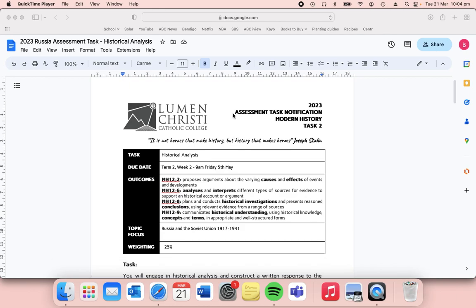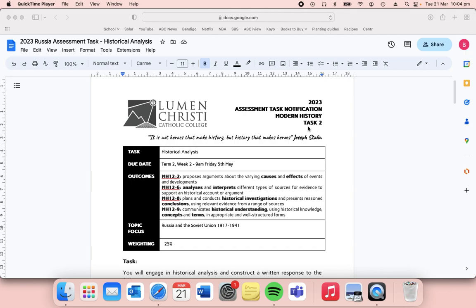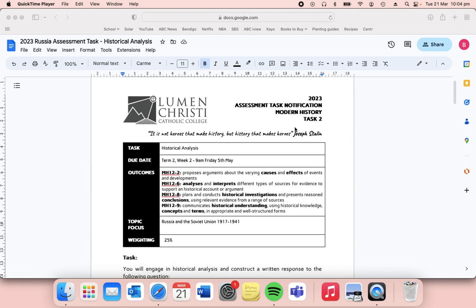Okay, we'll just really quickly zoom through it. Hopefully it all makes sense. I'll go through it like I normally would in class. This is number 2, task number 2. Obviously, we had our in-class source analysis from the first one. This one is on our topic of Russia and the Soviet Union, which we've just finished.